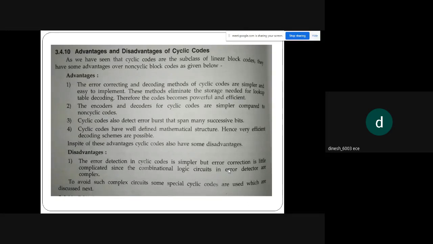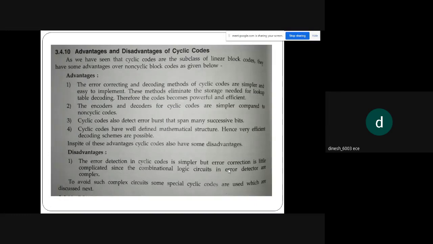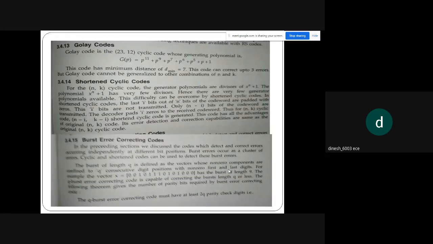Though we have many advantages of cyclic codes, we have some disadvantages also. The disadvantage is complexity. Though the error detection is very simple, the correction is somewhat complicated. And when we implement the combinational circuits in error correction, they become very complex. So these are the advantages and disadvantages of cyclic codes. In order to avoid the complexity in the combinational circuits, some special cyclic codes can be used. They are as follows.